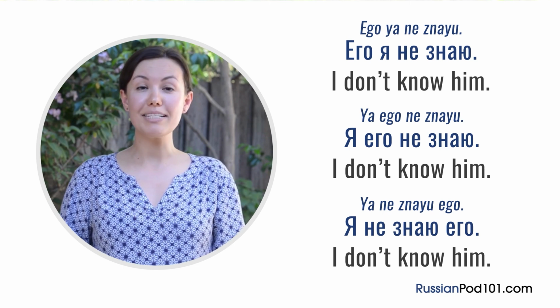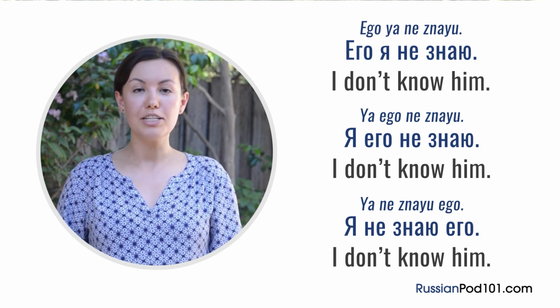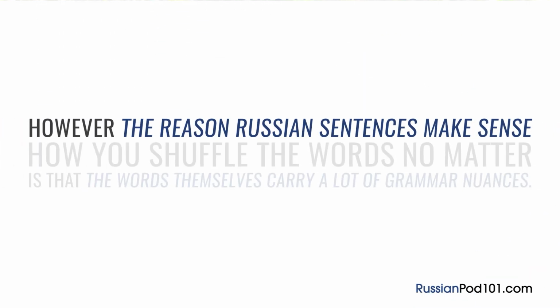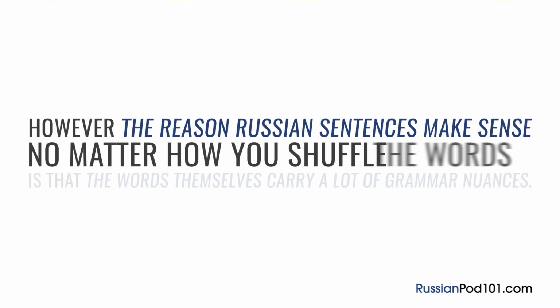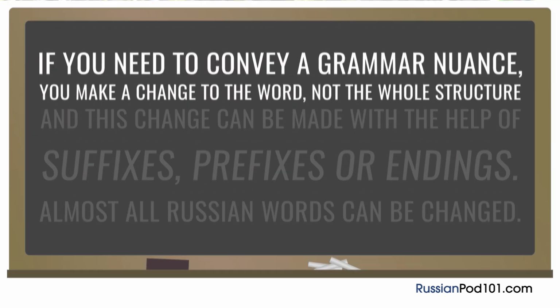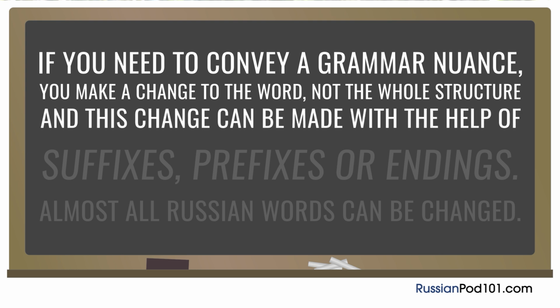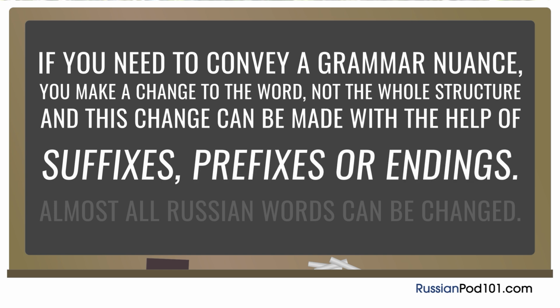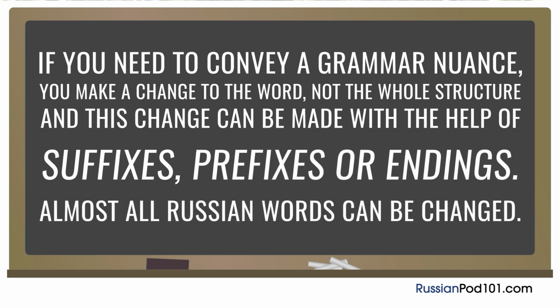At first, it may seem simple and even convenient to be able to switch the words around. However, the reason Russian sentences make sense, no matter how you shuffle the words around, is that the words themselves carry a lot of grammar nuances. If you need to convey a grammar nuance, you make a change to the word, not the whole structure. And this change can be made with the help of suffixes, prefixes, or endings. Almost all Russian words can be changed.